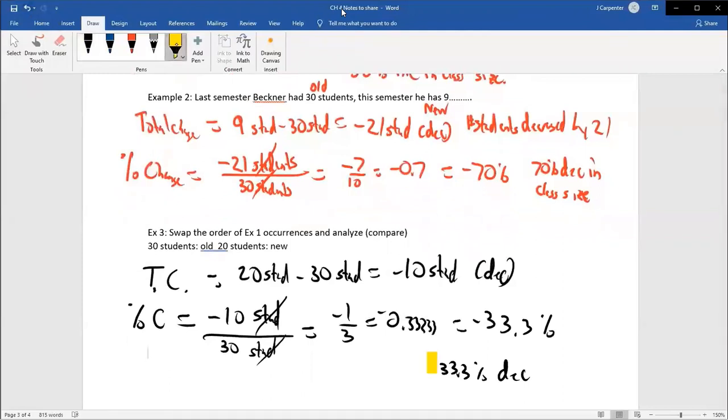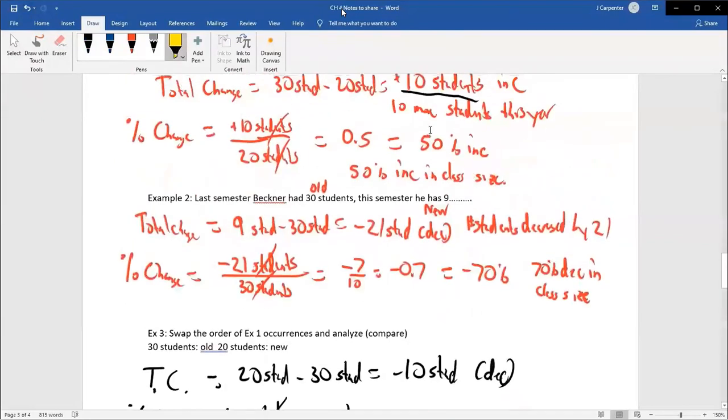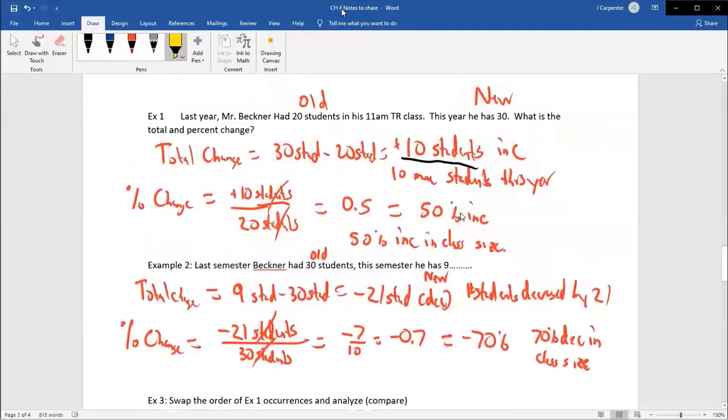Look at this number. So the total change was basically the same. It's just one was positive, one was negative. But compare the percent changes. When we go from 30 to 20, it's a 33% decrease. But when we go from 20 to 30, it's a 50% increase. So yes, there's still increase versus decrease. That makes sense. But what some people might think is that the percent number should be the same. If one's 50%, the other's 50%, and it's not.